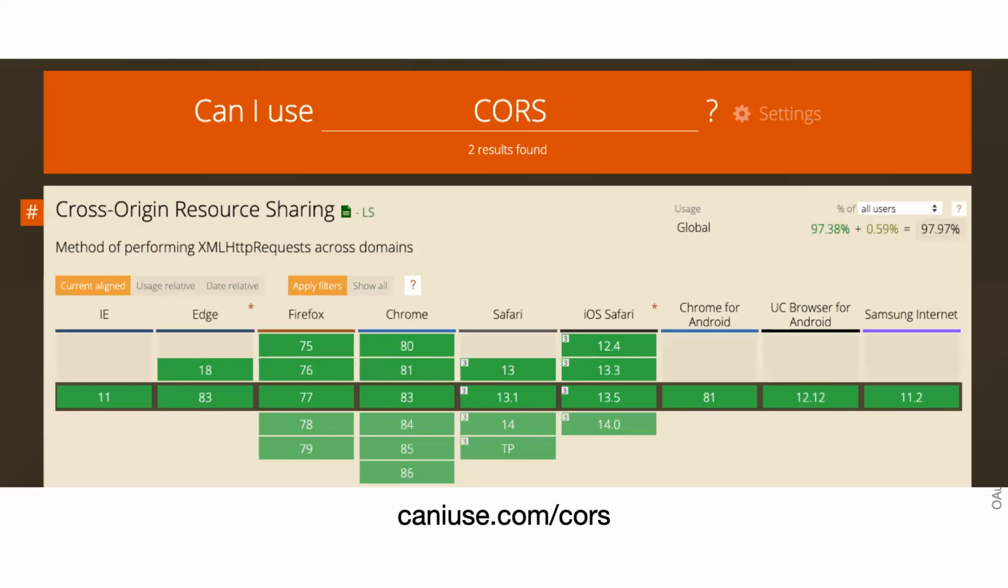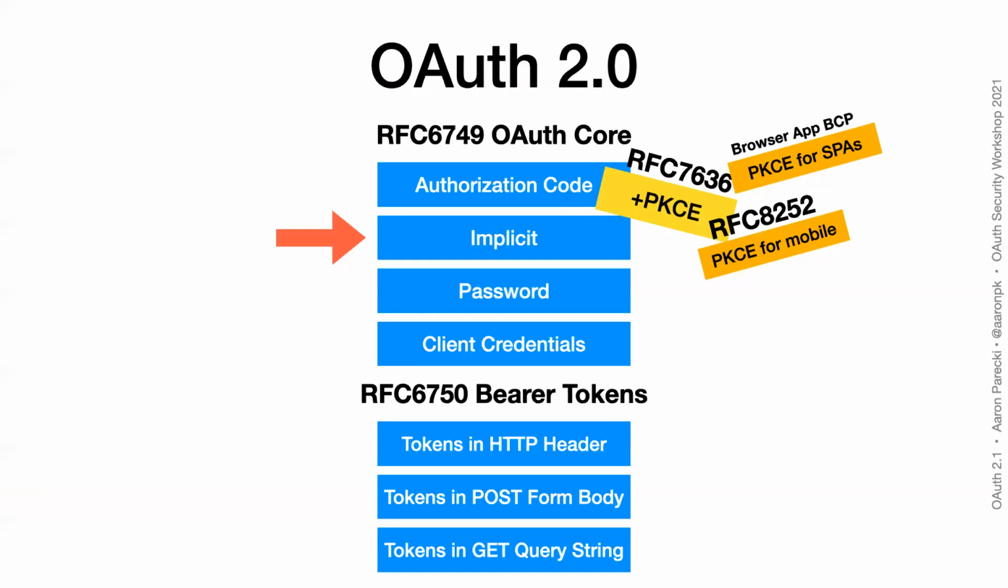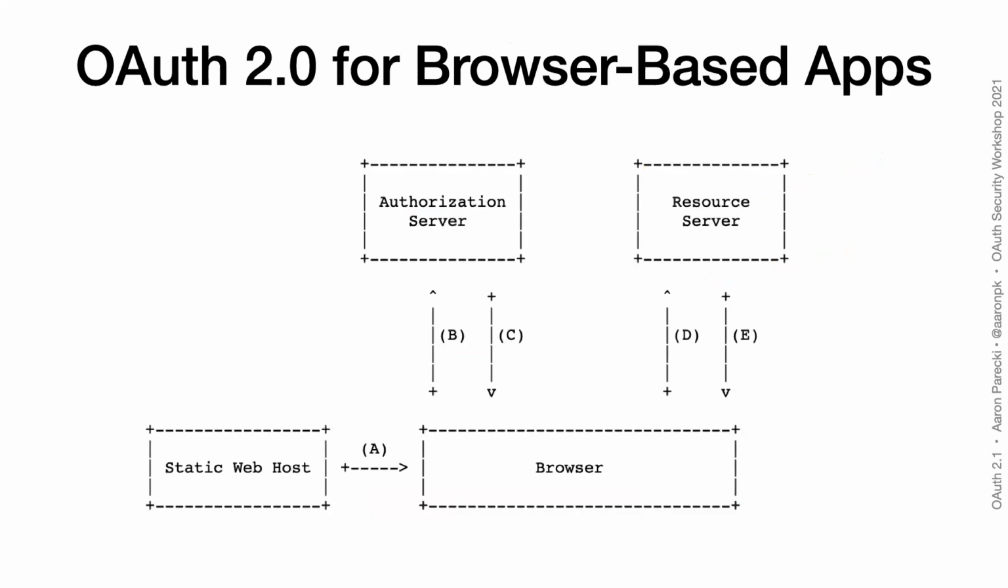And what that essentially means is that the implicit flow has no purpose anymore. The implicit flow is, of course, a workaround for the lack of ability for browsers to make POST requests. So we don't need it anymore. Great. That's one of the things that's talked about in the browser app BCP.